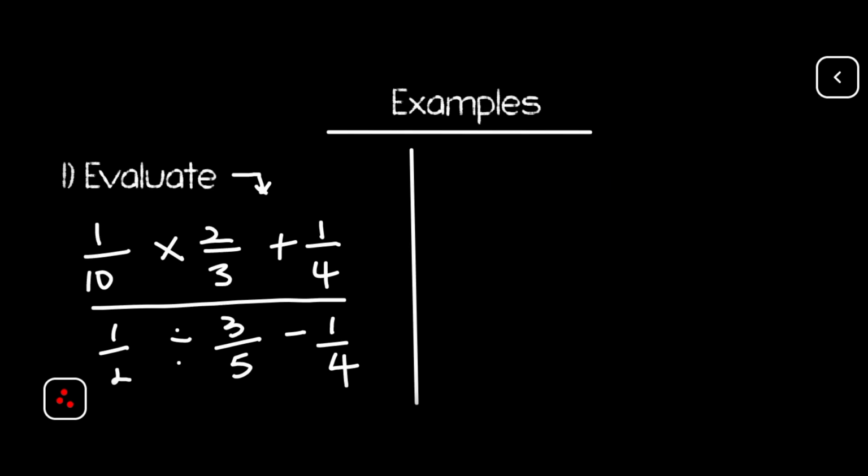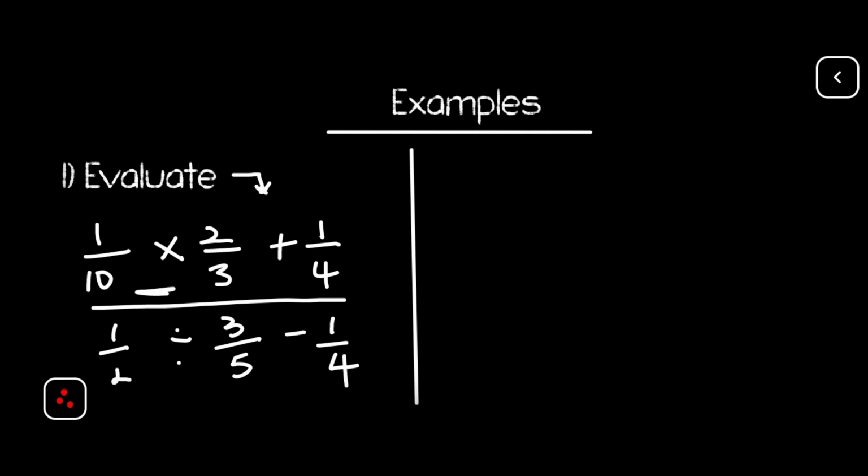So yes, we have example number 1. This is a very complex example. You're going to be working on some after the video, possibly. So let's say 1 over 10 times 2 over 3 plus 1 over 4, all over 1 over 2 divided by 3 over 5 minus 1 over 4. How would you solve this? Like I said, it just starts with the top, solve it out first, and then you go to the bottom. So let's start with the top.